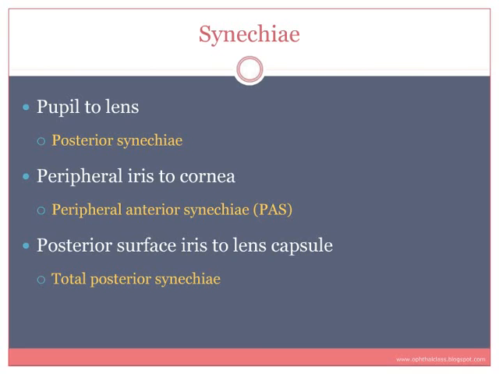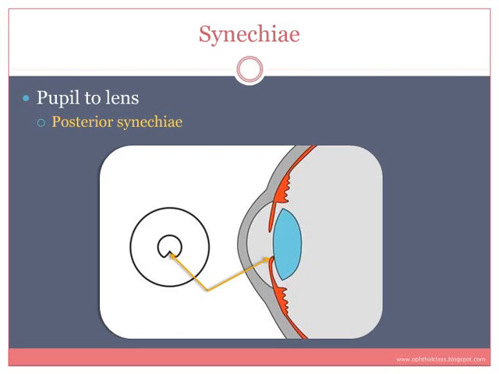When the entire posterior surface of the iris gets attached to the lens capsule behind it, we call it total posterior synechiae. This is a diagrammatic representation of posterior synechiae. The pupillary margin is closest to the anterior surface of the lens. It's very easy for the pupil to stick to the anterior part of the lens. It can happen in single areas or multiple areas or all the 360 degrees. So the diagram represents an inferior posterior synechiae.